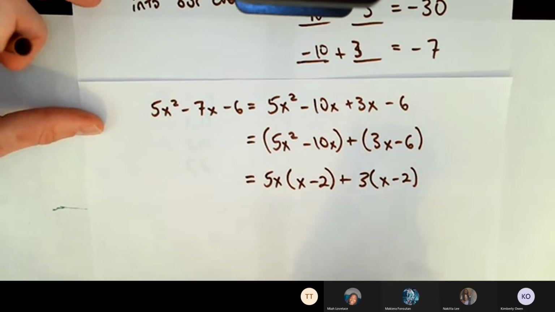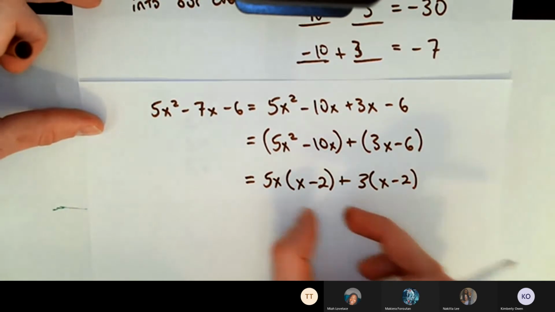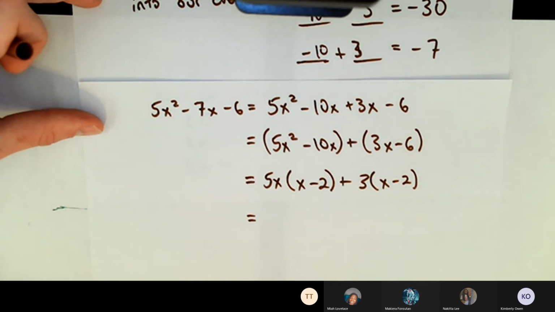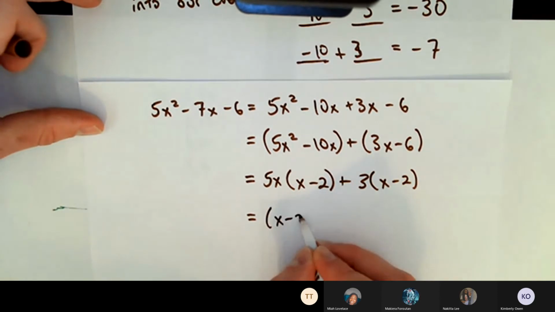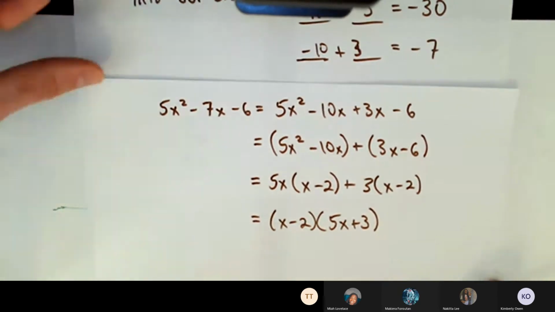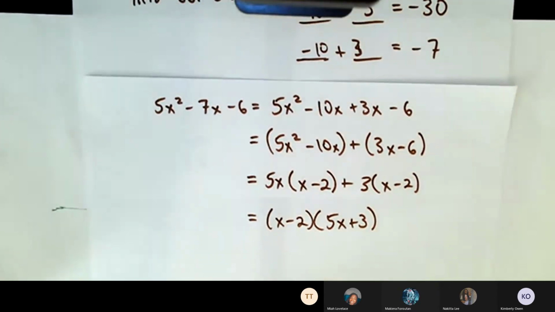Okay, and now finally I factor this whole chunk out, x minus 2. I'll give you some time to get caught up in your thinking here. Okay, so I'm factoring x minus 2 out, and I'm left with the pieces 5x plus 3. Look at that, we factored this into that. I mean, that's an accomplishment, right?